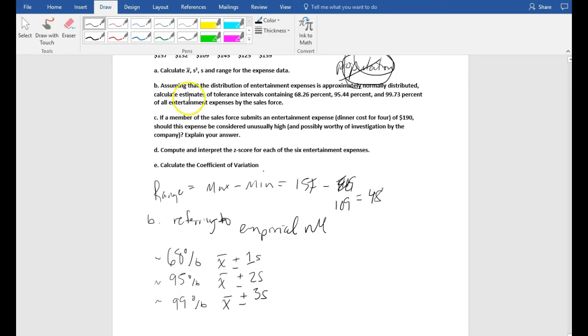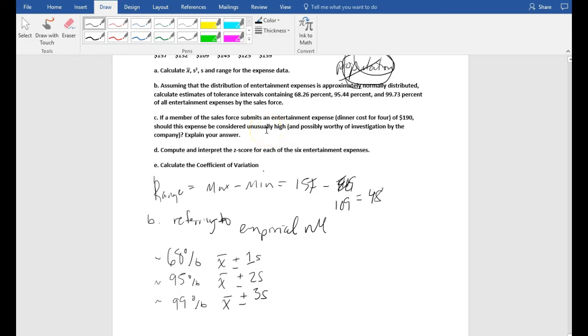So we did that, and then it says, if a member of the sales force submits an entertainment expense, dinner cost of $190, should this expense be considered unusually high and possibly worthy of an investigation by the company? Explain your answer. So this is kind of a question of this empirical rule and of outliers.